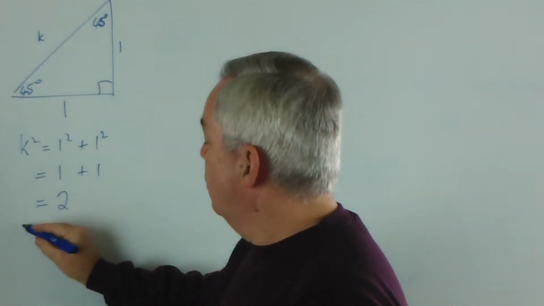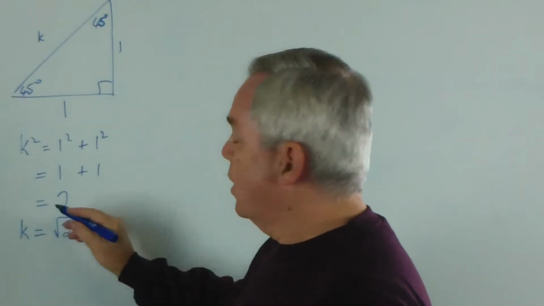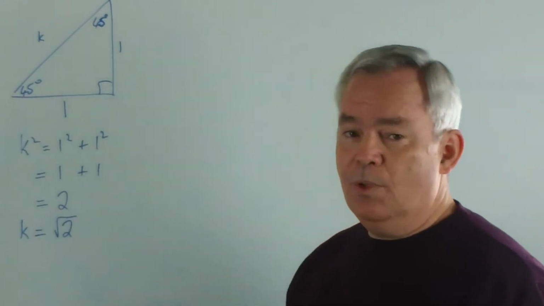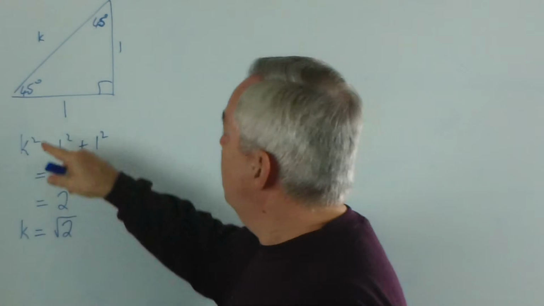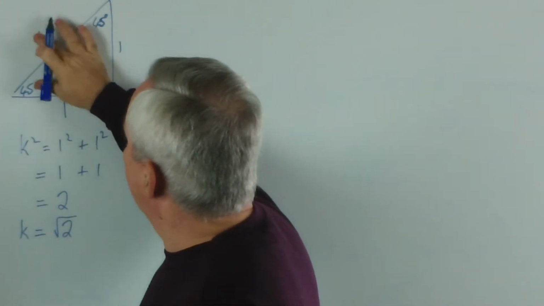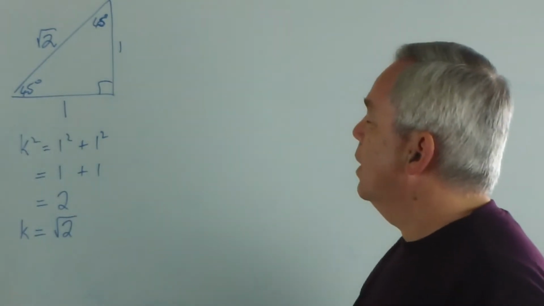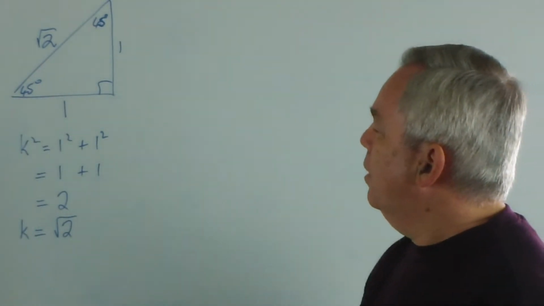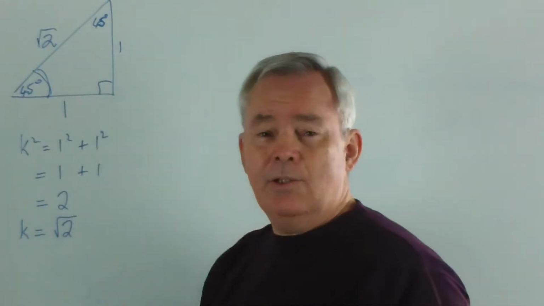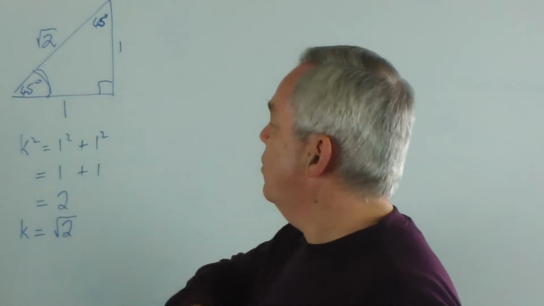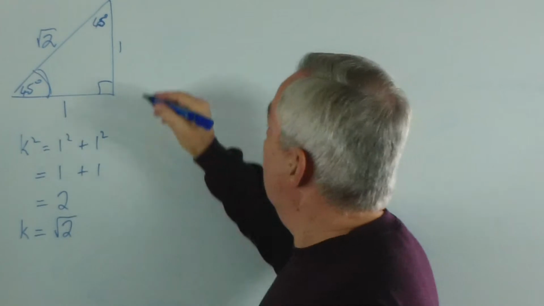Now when we take the square root of both sides, strictly speaking we get plus or minus the square root of 2, algebraically, but we don't talk about negative lengths here. So this length is equal to the square root of 2. This means that if I want to study sine, cosine or tangent of this 45-degree angle, I can use this triangle to work out the values exactly.